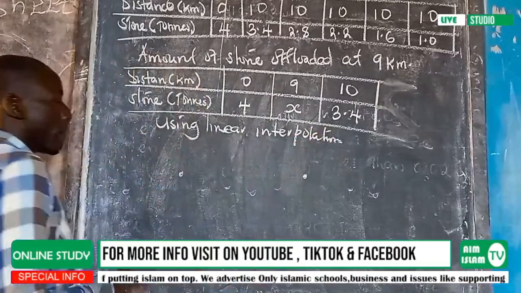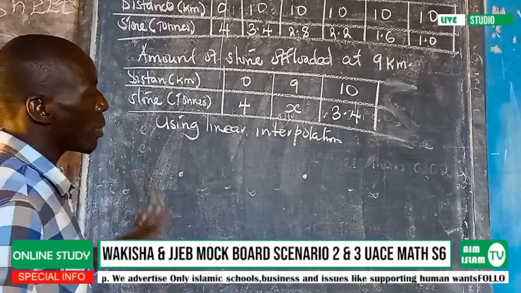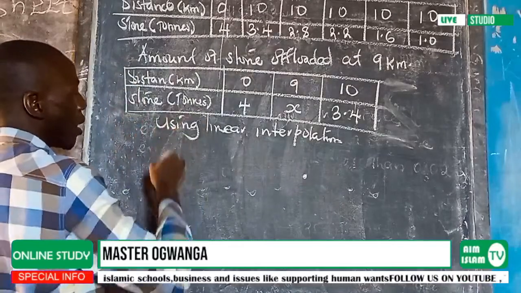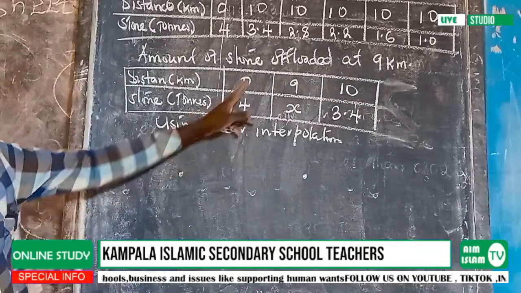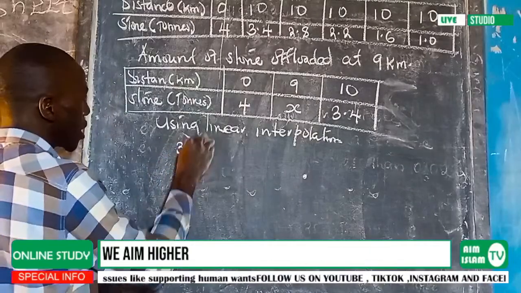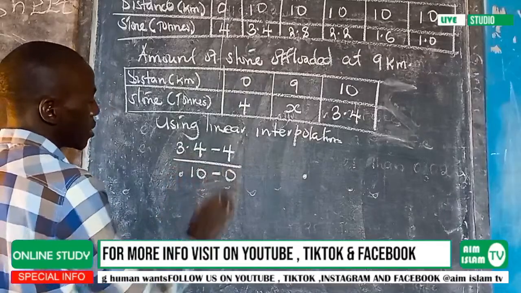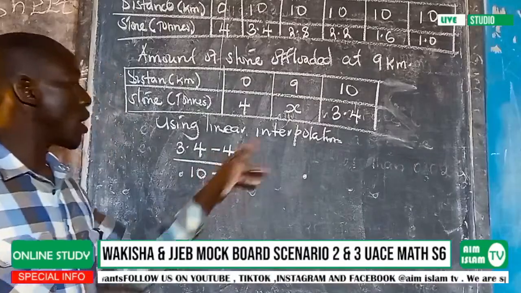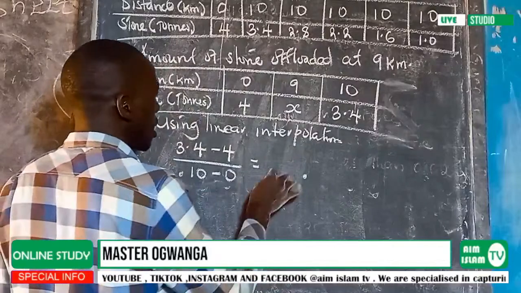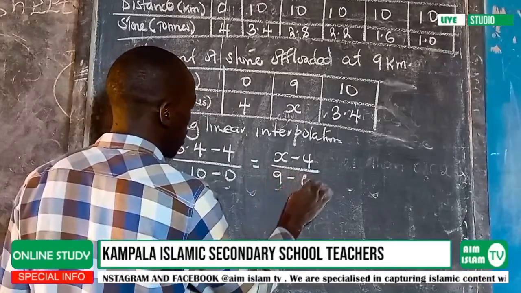Linear interpolation. Still we are going to have the gradient upright. Gradient upright. What that is y2 minus y1 over x2 minus x1. I'm going to make everything in tons to be y, and then everything in kilometers to be x. So meaning I will have the 3.4 minus 4 divided by 10 minus 0. Because I have subtracted by 4, even that side I'm going to subtract by 4. The down remains the same. Meaning we are going to have x minus 4 divided by 9 minus 0.